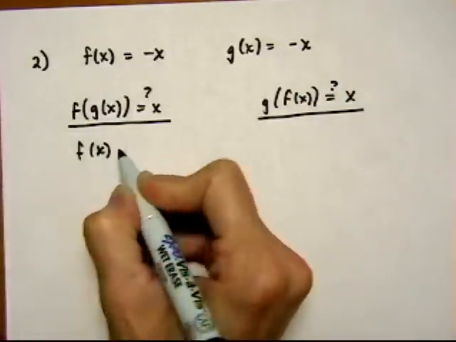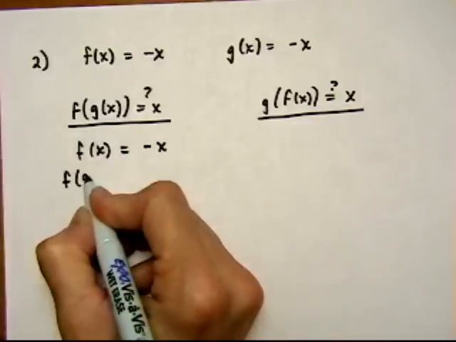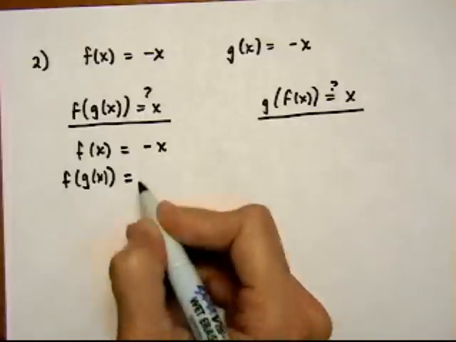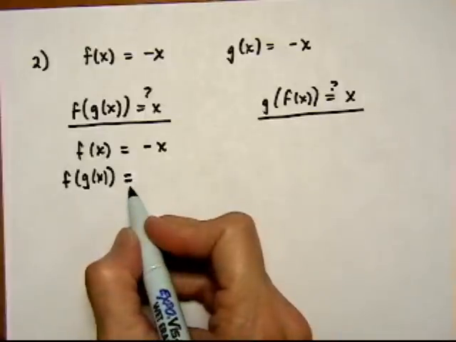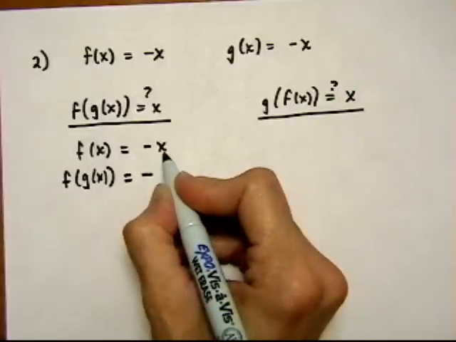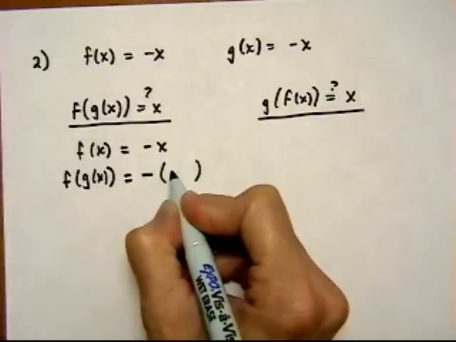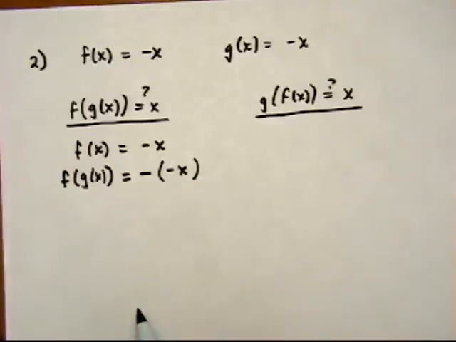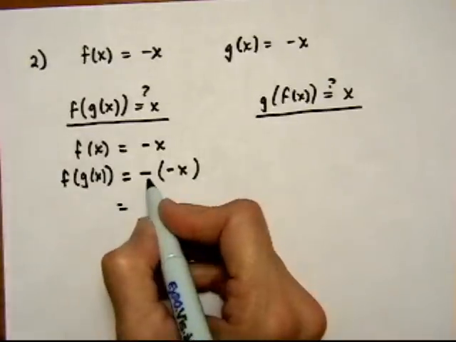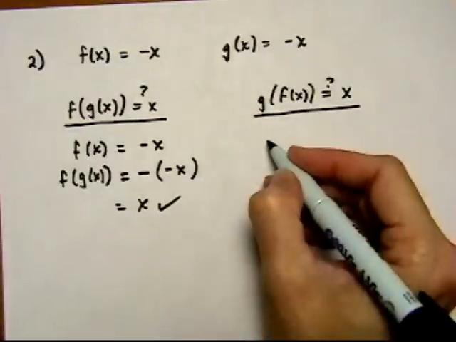Start with f of x. F of x is negative x. Now put in g of x as the input. F of g of x is equal to, and I keep the negative, bring down the negative sign, replace x by whatever g of x is. G of x is negative x. And that gives me negative negative is plus x. So that one worked out.